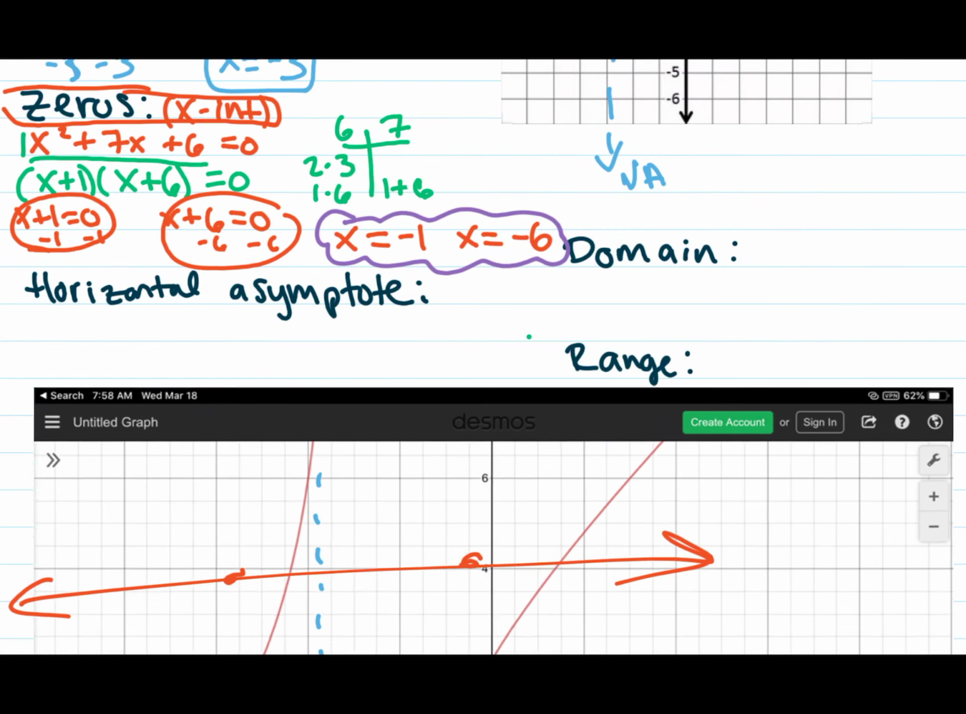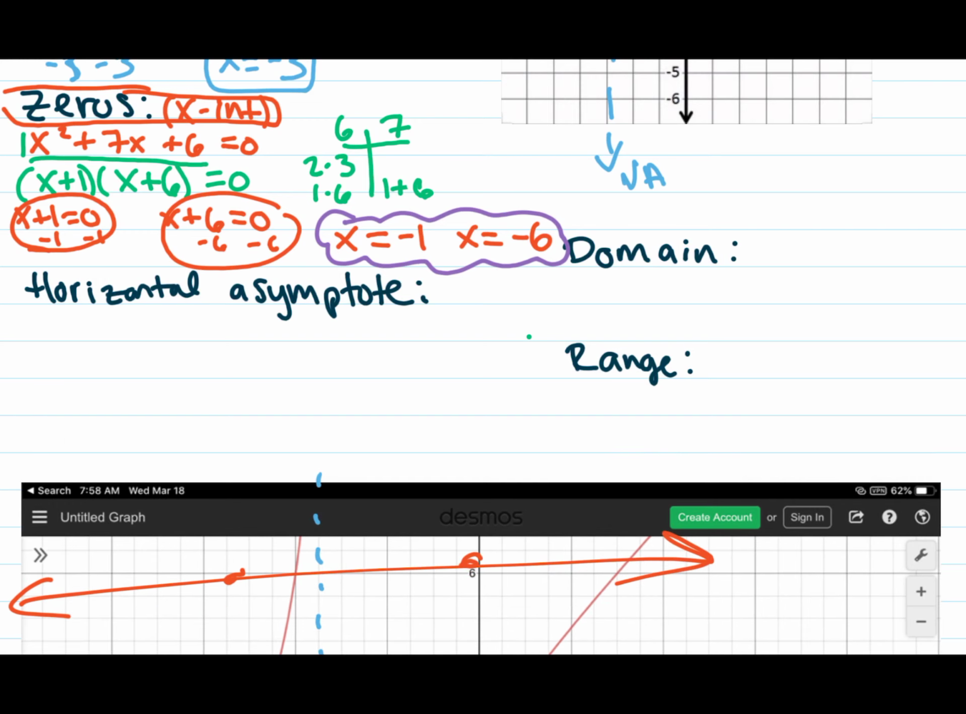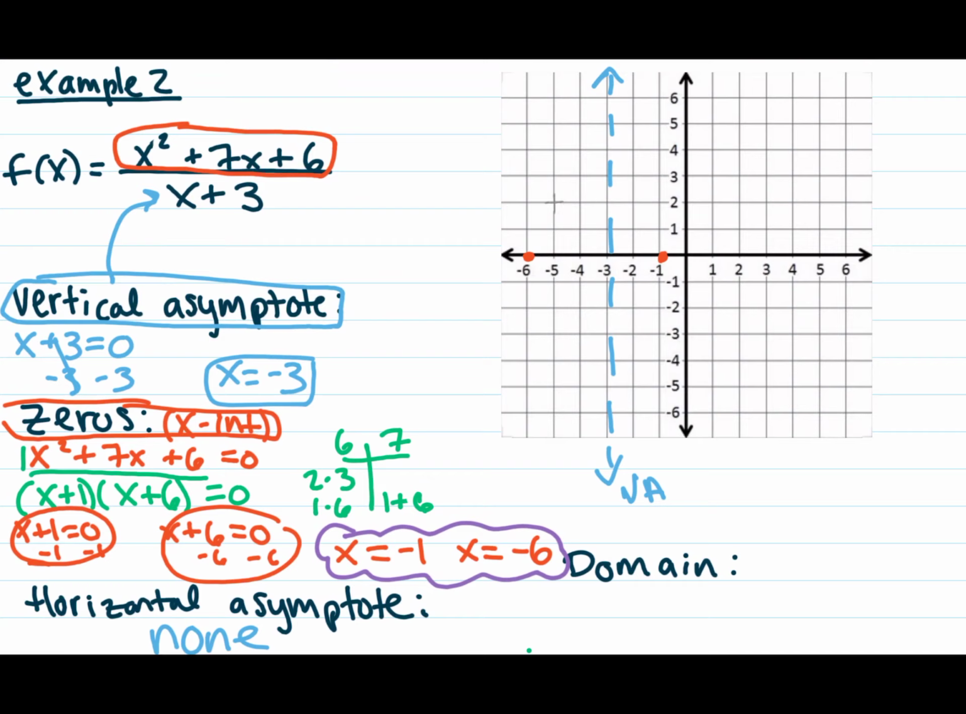So let's go up here. And basically, we just visually figured out that there is no horizontal asymptote. So we're going to learn that that can happen. So we're going to draw our graph the best we can now.